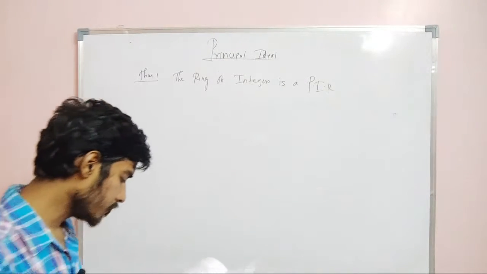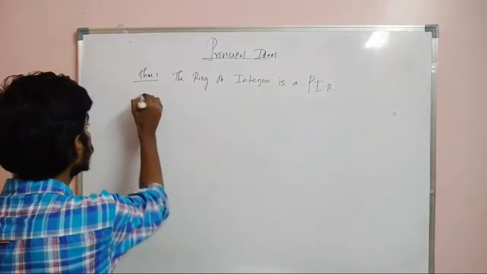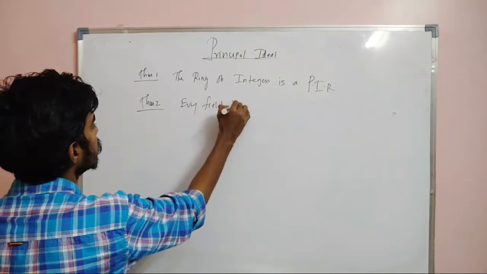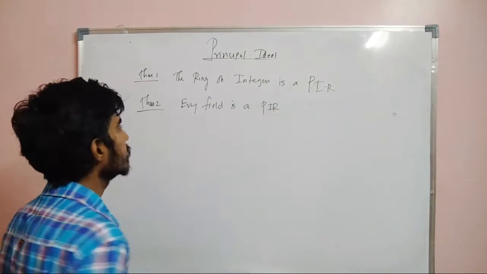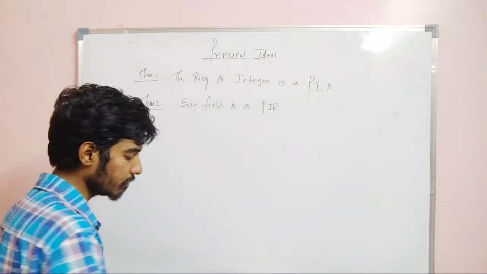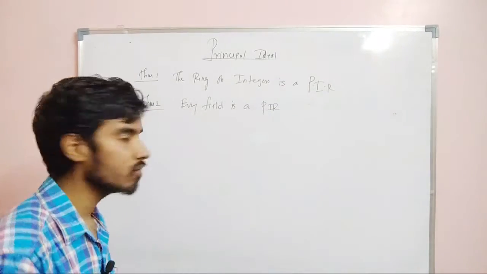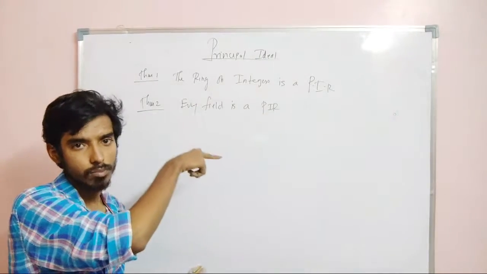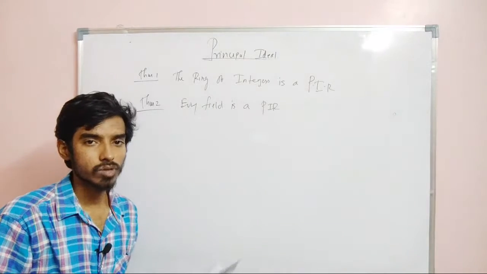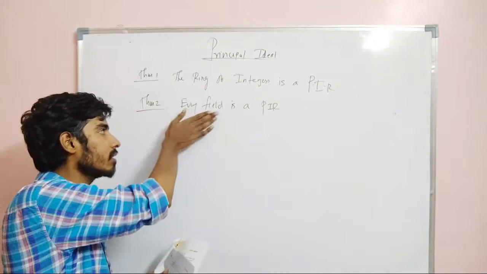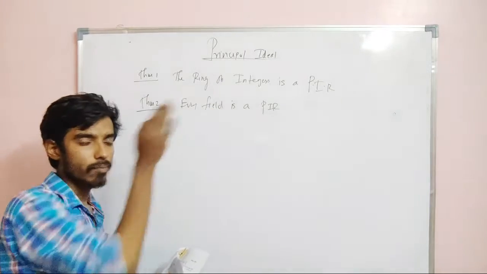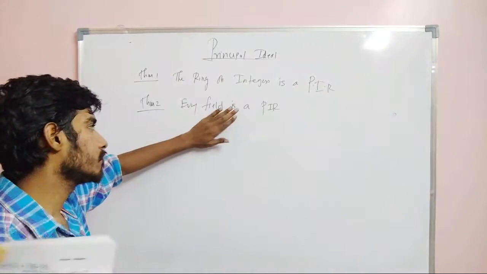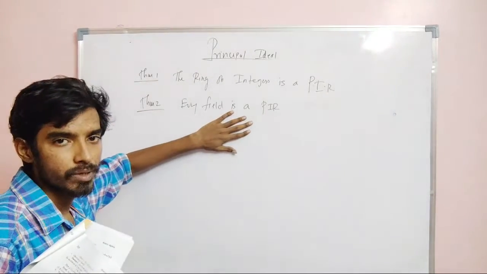And also every field is a principal ideal ring. Theorem 2. Every field is a principal ideal ring, right? If it is a field, then the only ideals are 0 and F itself. So we can generate 0 with 0, and 0 will be in the ring. And since 1 belongs to the field, and the field has only these ideals, you can write the proof on your own. Just write the proof that the field has only the ideals 0 and F.